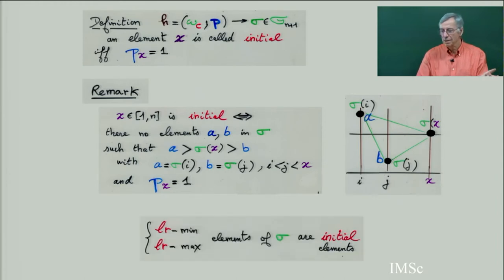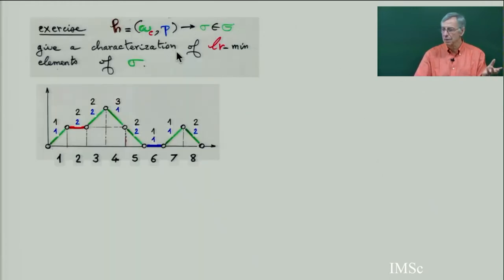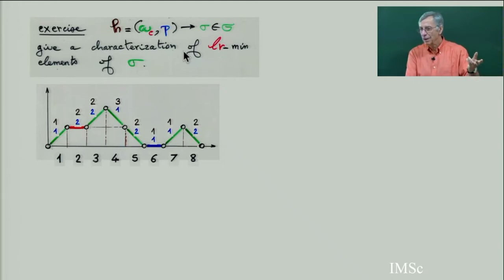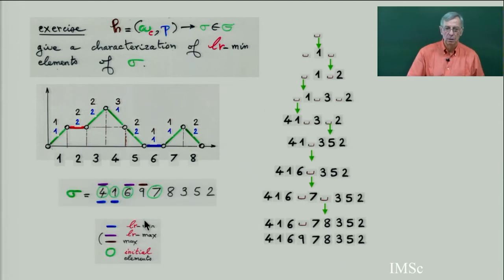And the exercise is to give a characterization of the left to right minimum element. Left to right maximum was easy. We got it to get the proof of the moment of Laguerre with alpha parameter. But if I take the minimum element, it would be a little more complicated. You cannot characterize it only with the type of step you are performing and with the choice pi. There is more to say. And this gives you an example of the left to right minimum element, left to right maximum, and the initial element, which contains the union of these two.